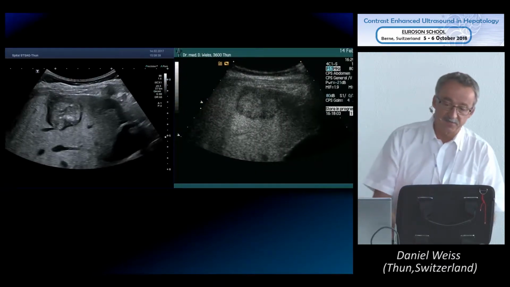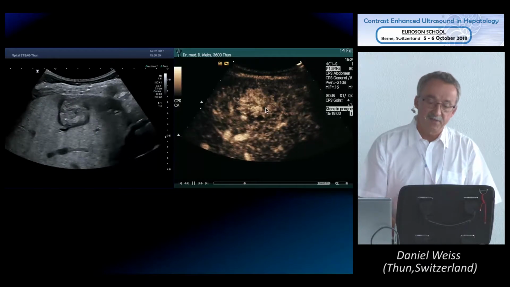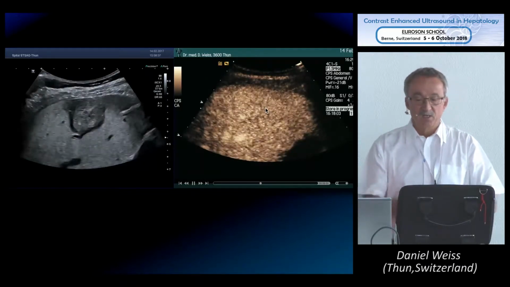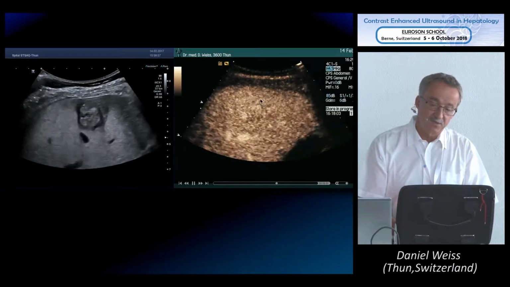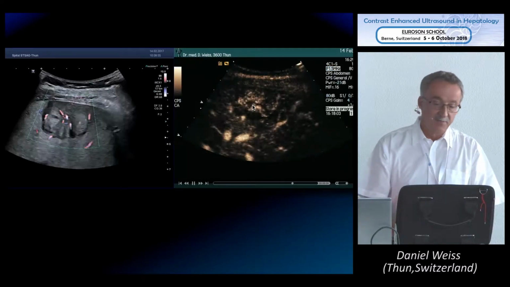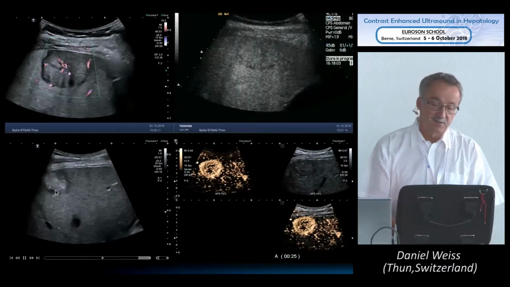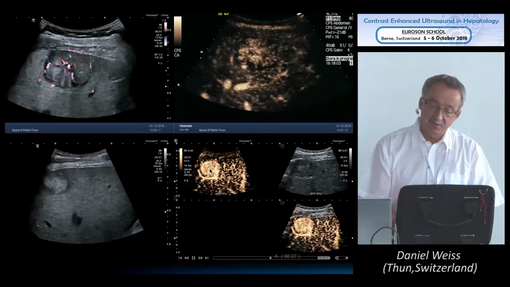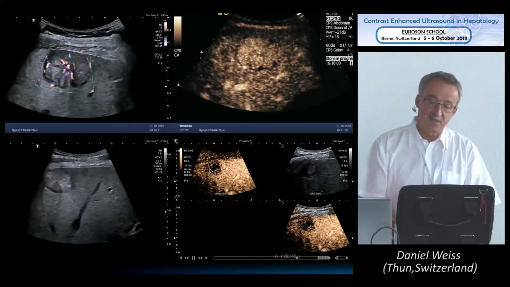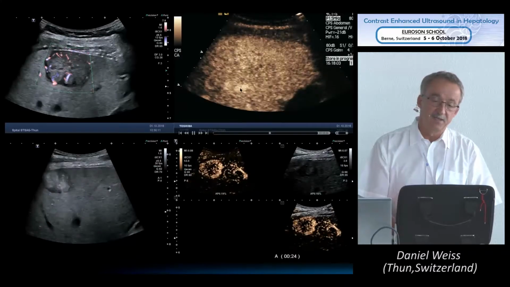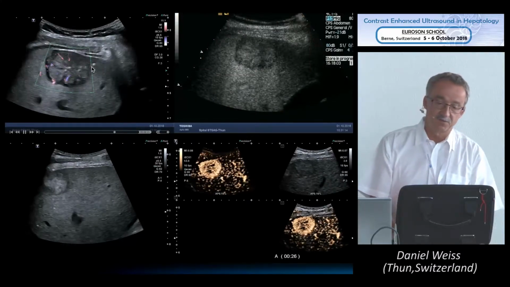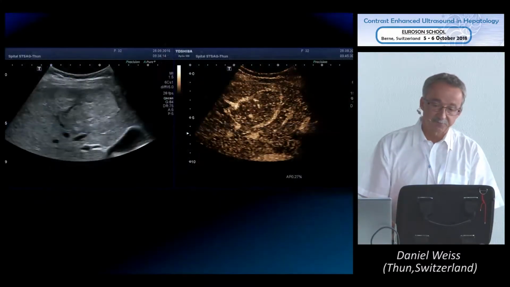This is another FNH. You see clearly filling from inside to outside. Spoke wheel pattern. You see the scar, the central scar, everything. And if you have a situation, this looks quite similar, but you see a totally different contrast behavior. This is a metastasis and this is a focal nodular hyperplasia.